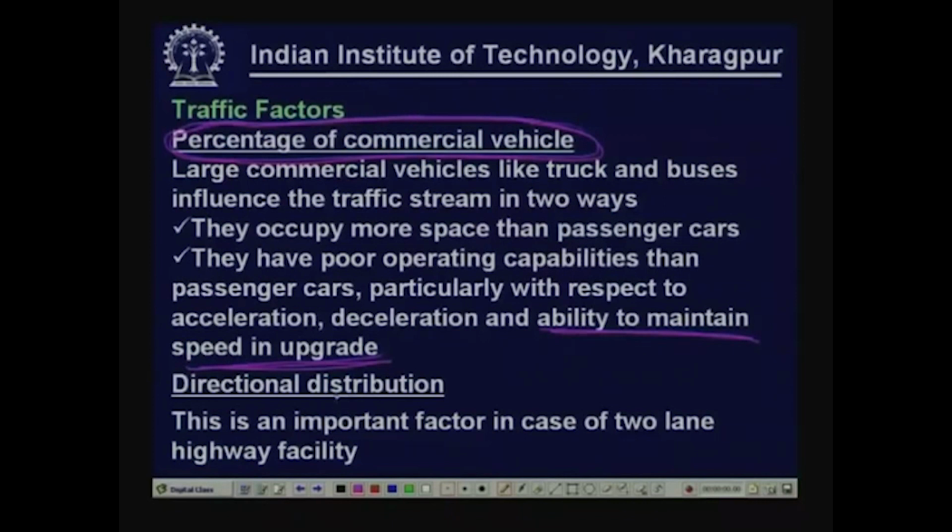Directional distribution also plays an important role, particularly for two-lane highway facilities, because both upstream and downstream traffic use the same road. It is a two-lane road, it is not a divided road. So, therefore, the capacity is also influenced by the directional distribution or the directional split.